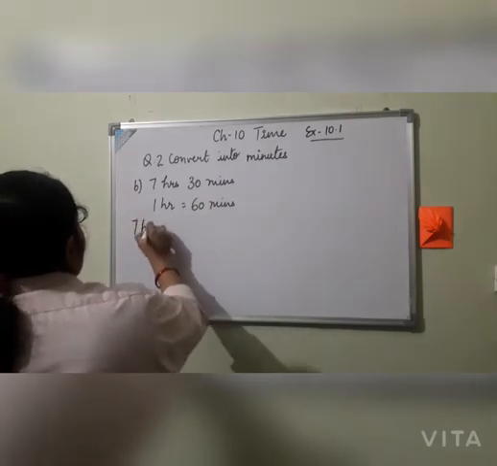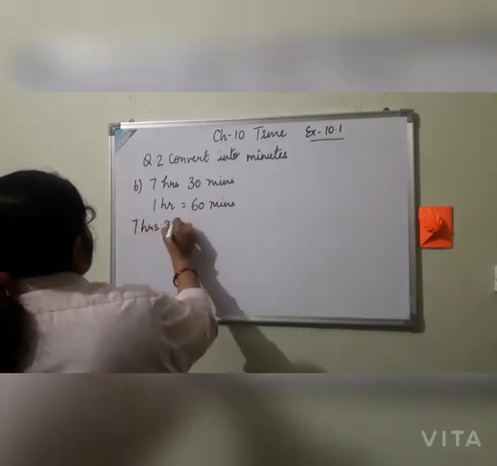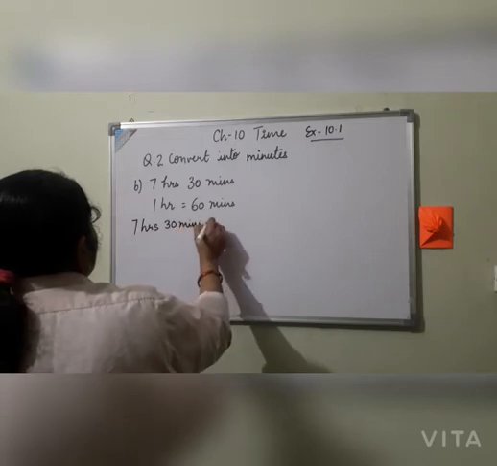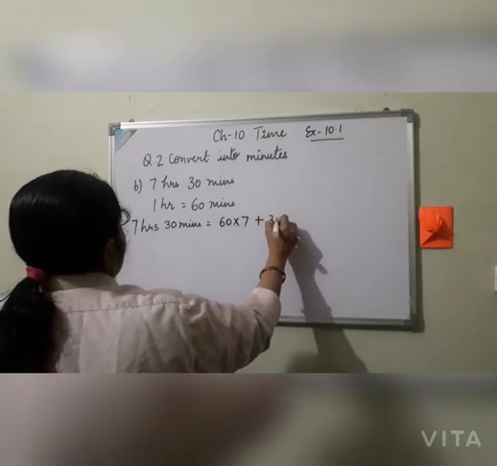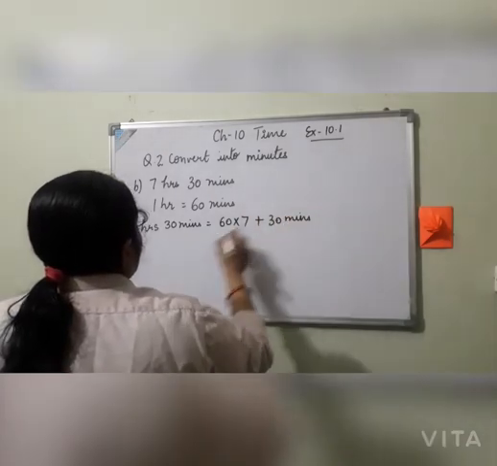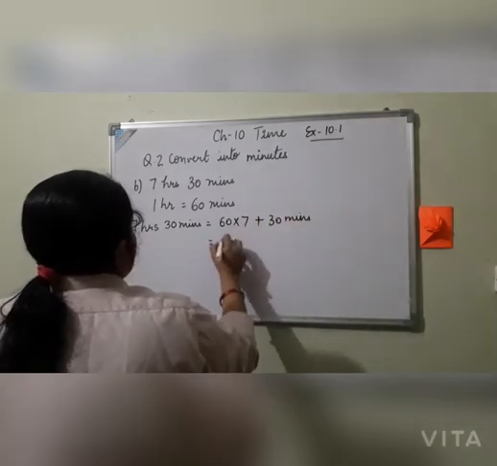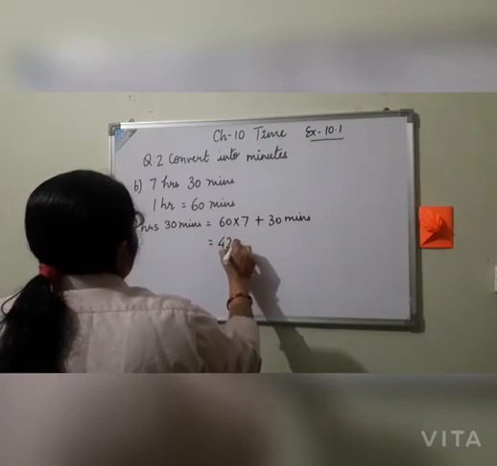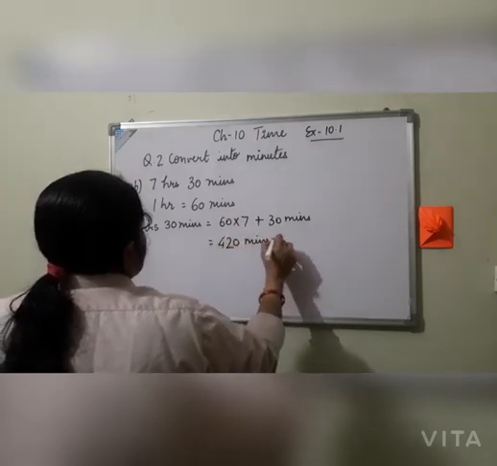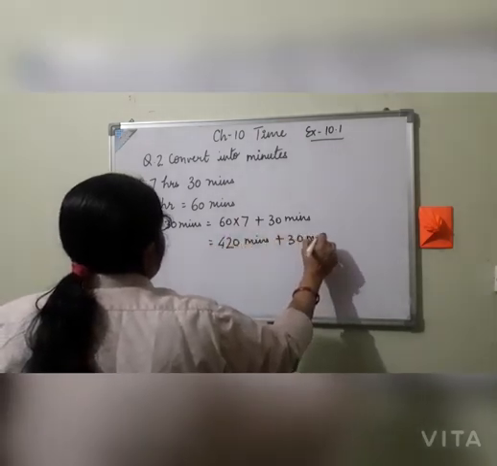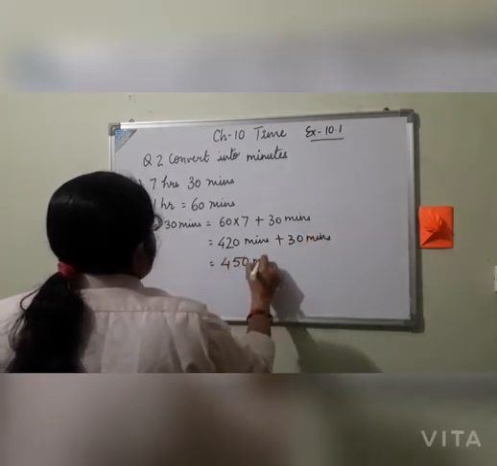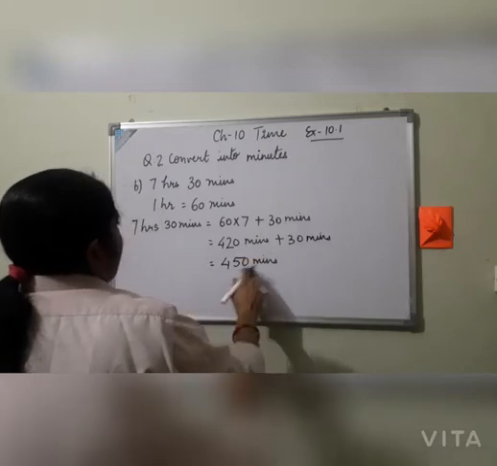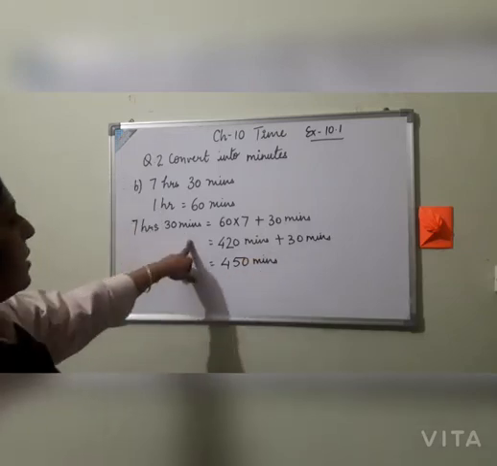So 7 hours 30 minutes will be 60 multiply 7 plus 30 minutes, which will be 7 zeros are 0, 7 6s are 42 minutes plus 30 minutes will be 450 minutes. So there are 450 minutes in 7 hours 30 minutes.